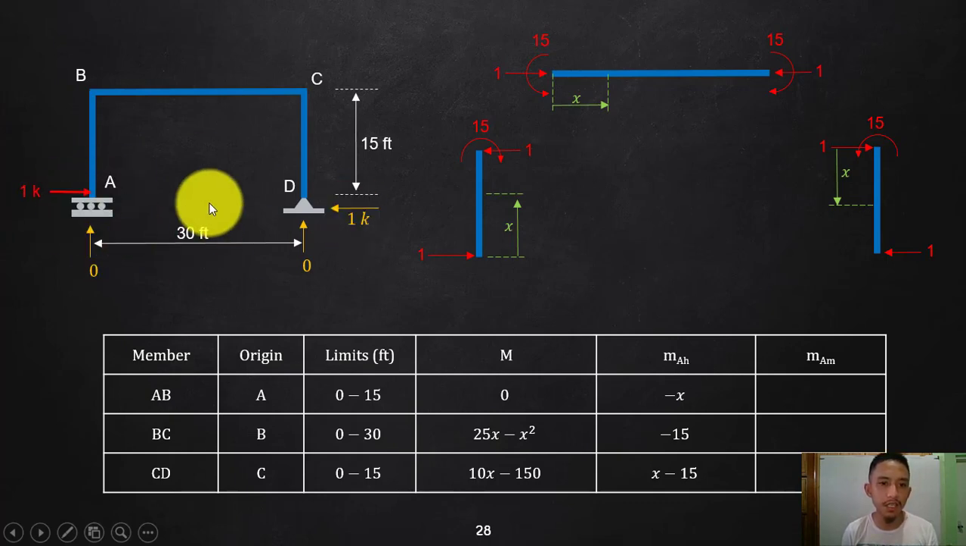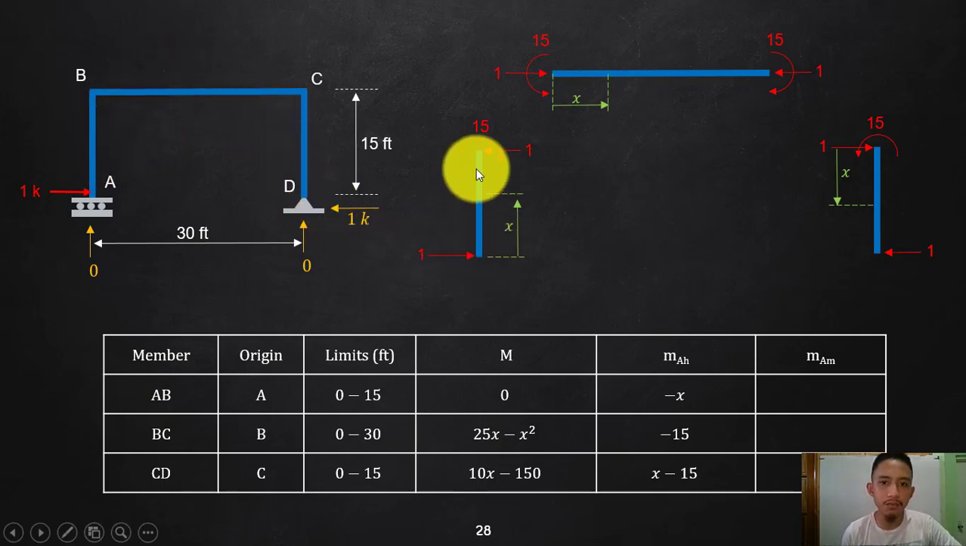So getting the reactions, summating horizontal, or getting the moments, actually there is no vertical reaction, only a horizontal. So that is one kip, this is also one kip. So that is our only reaction. So again, cut your members. This will be one segment, one segment, one segment again, since there are no variations of loadings in AB, BC, and CD.